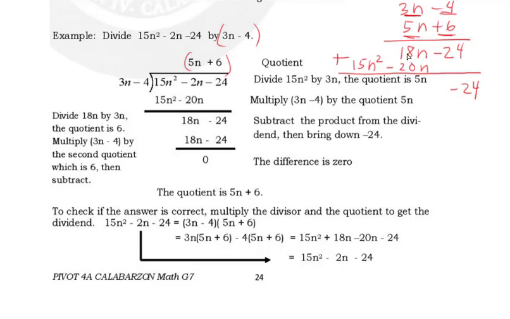What is 18 plus negative 20? We subtract when the signs are different. That is 2n, and since the negative is greater, it is negative 2n. And then, bring down 15n squared. As you can see, this product is equal to the dividend. Therefore, the quotient that we had is correct. We multiplied the two, so our answer is correct.